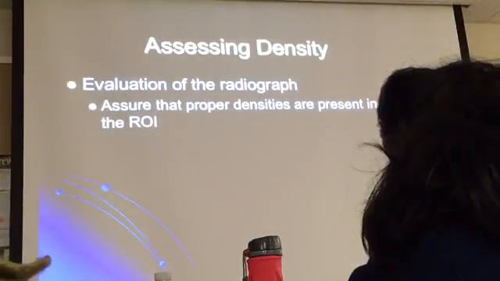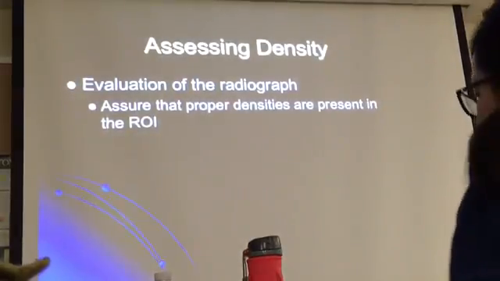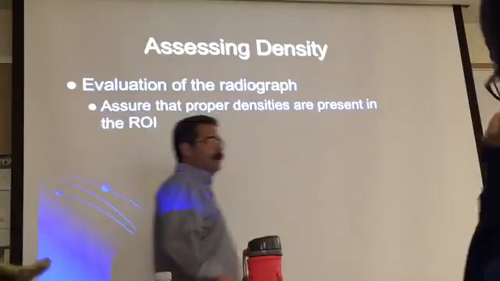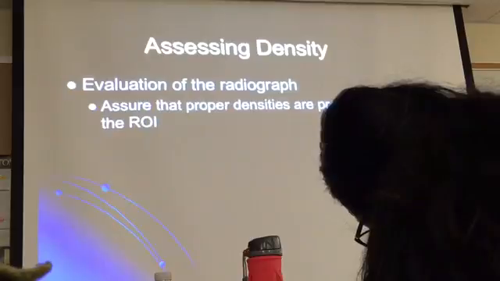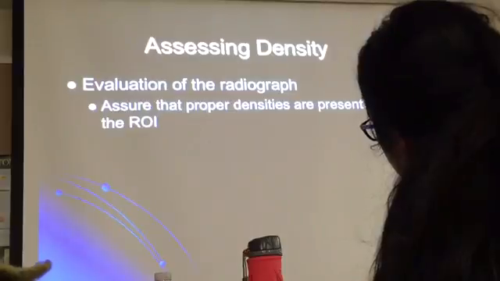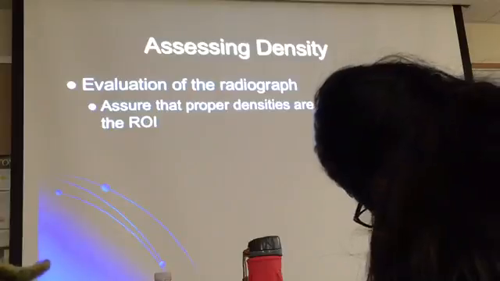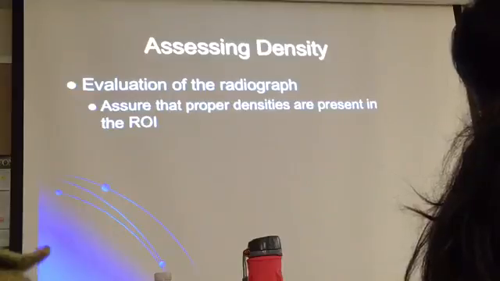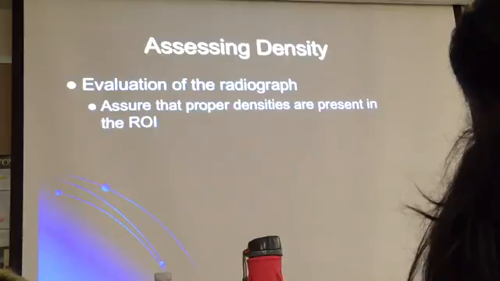Assessing density. Evaluation of the radiograph: assure that proper densities are represented in the ROI. The ROI is in the radiographic film, all the densities that are represented on your radiographic film. What you want is proper densities. What do I mean by proper densities? There are densities that are of no value to us. For example, anything that has a value of less than 0.25 density is too light.